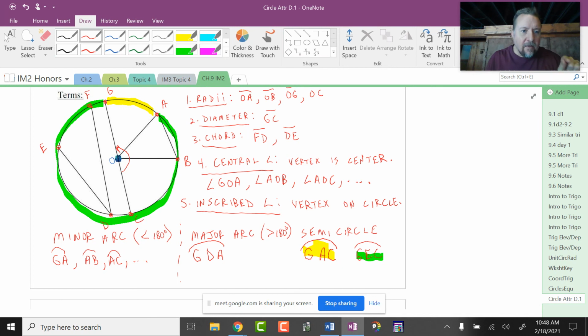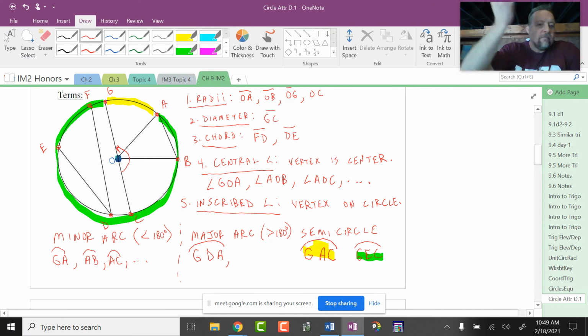So I could have picked F, E, D, C, or B in the middle, and it wouldn't have mattered. This would still be the same mark. By the way, the yellow and the green together add up to 360, right? And that's what you're going to know about major arcs and minor arcs and arcs in general.